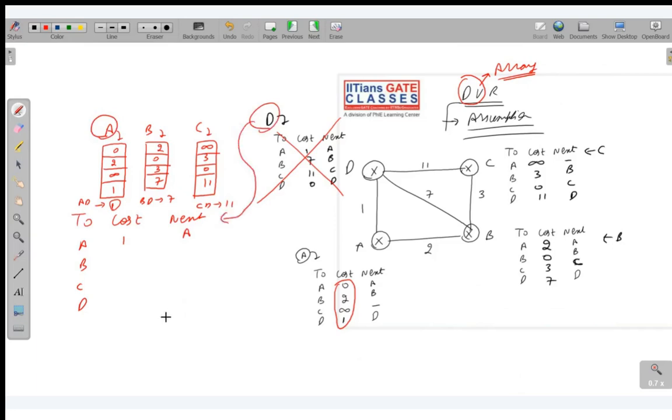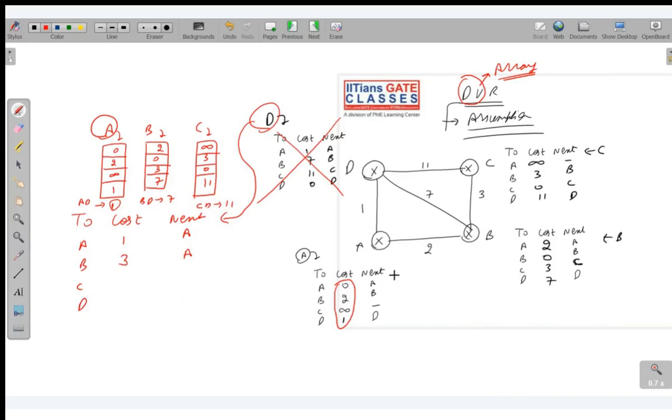Yes, sir. Okay. So for B, what will you take? 2 plus 1, 3. 7 plus 0, 7. 11 plus 13, that is 14. Which is smaller? 2 plus 1, 3. So you'll keep 3 and via A. So you can check it out. D to B via A is 2 plus 1, that is 3.